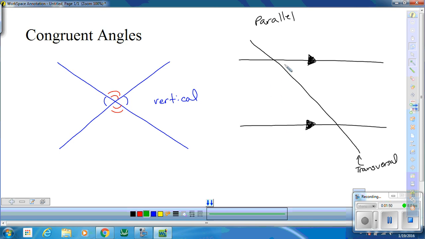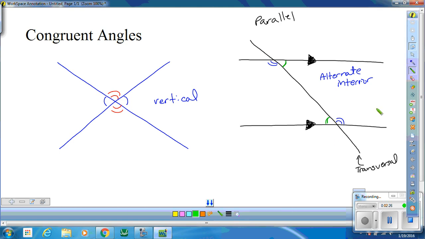So we'll start with the ones that are inside the two parallel lines. For example, this angle is going to be congruent to this angle. And this angle is going to be congruent to that angle. We call these alternate interior angles. They're alternate because they're on opposite sides of the transversal, and interior because they're inside the parallel lines.